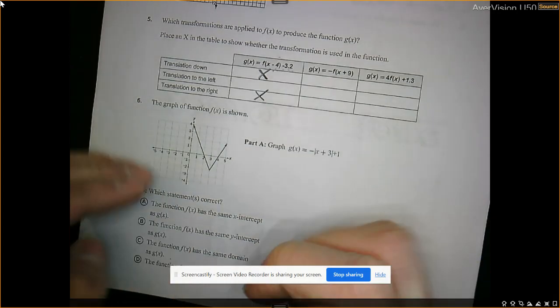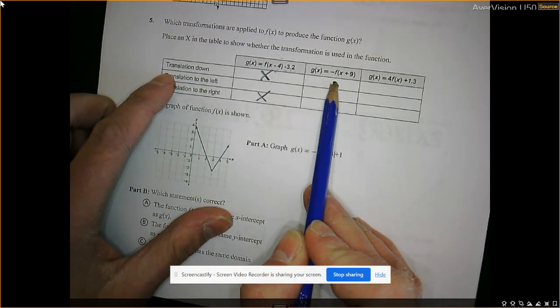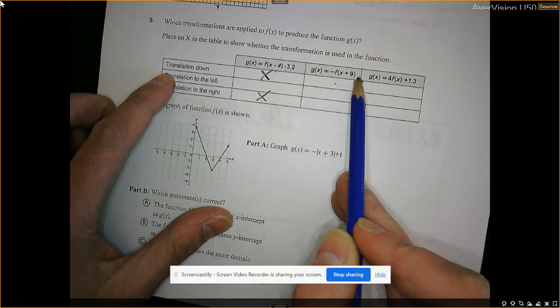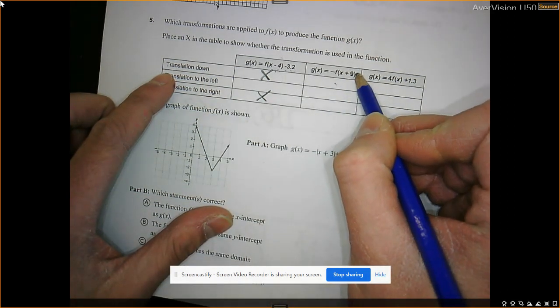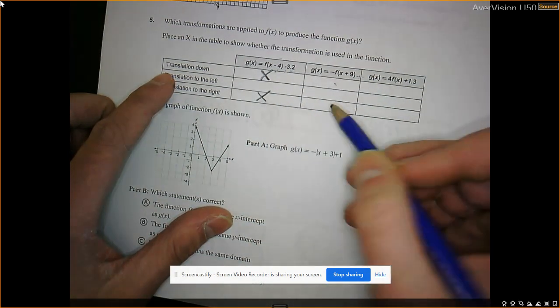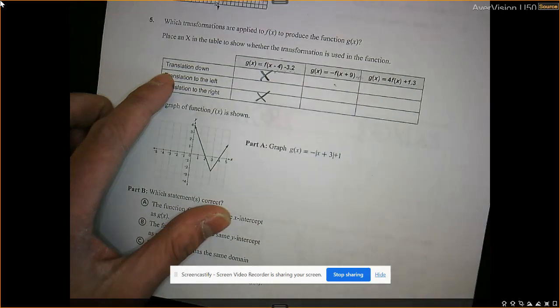Now, from there, do we have any translation down here? No, because there's no plus or, well, it would have to be a minus if we're going down. A plus would bring it up, but if there was a minus out here like there is here, then we'd say translation down, but that's not happening here.